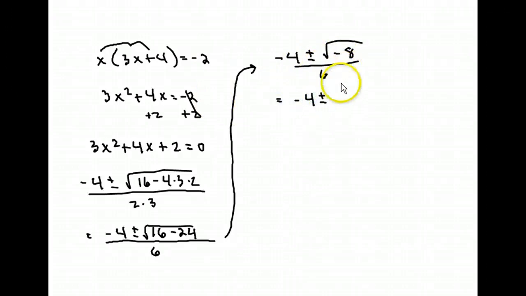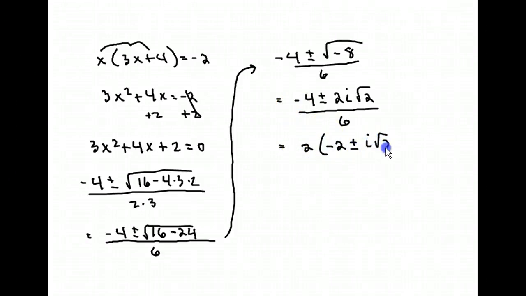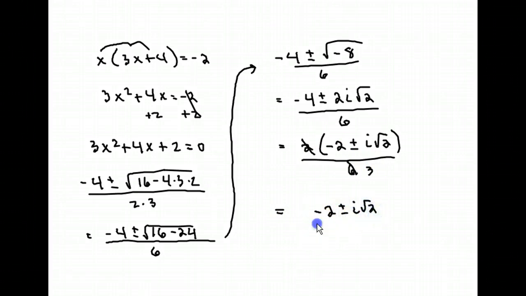It's going to be an i in the front, but you can pull a 2 out, so it's going to be 2i square root of 2 divided by 6. Then on the numerator, both terms have 2 in them, so you can factor out a 2, and you end up with minus 2 plus or minus i square root of 2 divided by 6. And now you can say that 2 goes into 6 3 times. So your answer will be negative 2 plus or minus i square root of 2 divided by 3, because that's what you have left on the denominator.